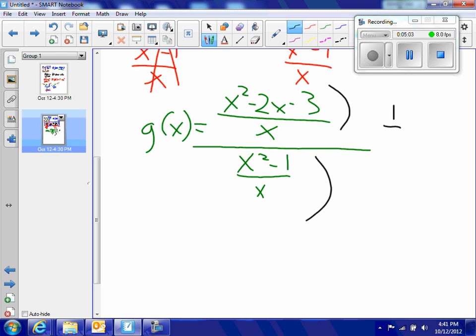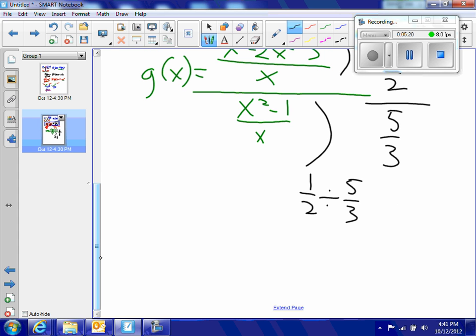If I had 1 over 2 divided by 5 over 3, we know we can solve that by going 1 over 2 times the reciprocal of 5 over 3. So we're turning a division problem into a multiplication problem, and that would give us 3/10.